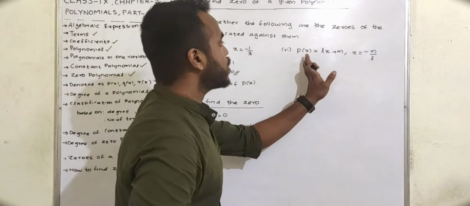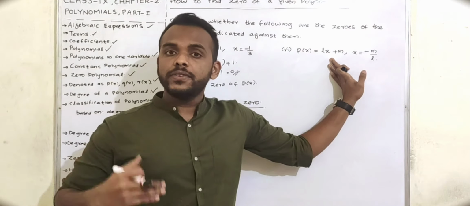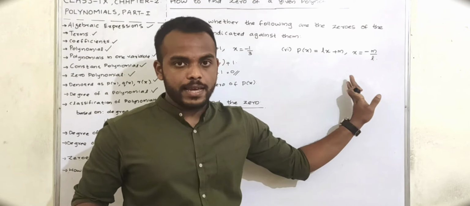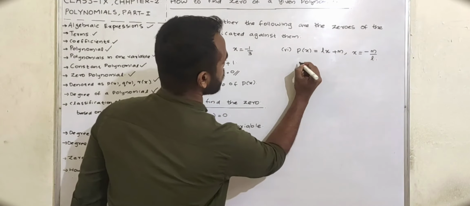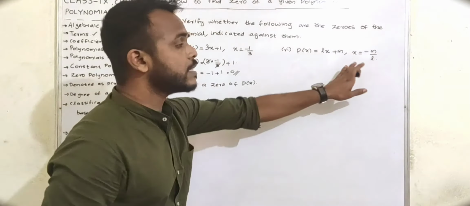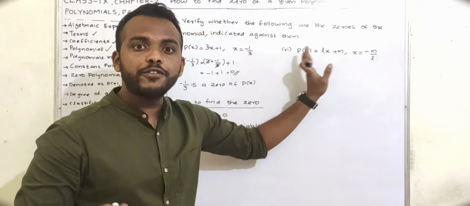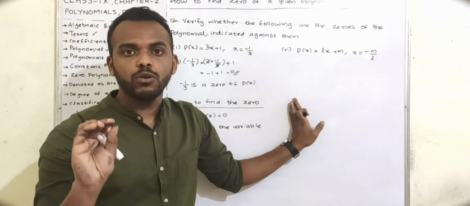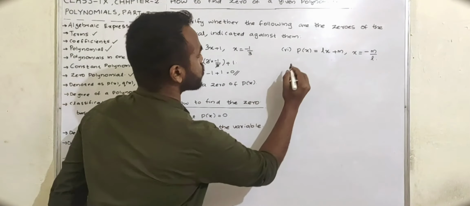P of x is equal to Lx plus m is the polynomial that's been provided to us, and we are asked to check whether x is equal to minus m by L is a 0 of the polynomial. Let's try. So we need to check whether it's a 0. We just need to put x is equal to minus m by L. If you are getting it as 0, then we can conclude that the given value or given point is a 0 of this polynomial. Let's try.